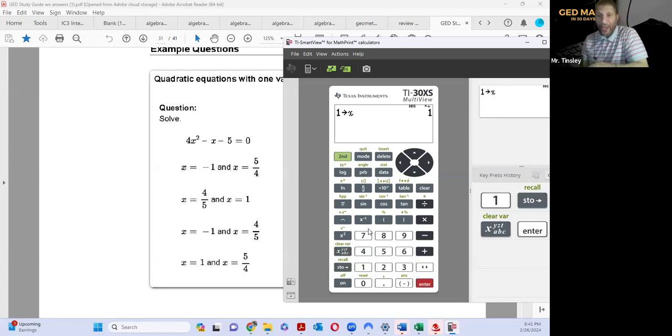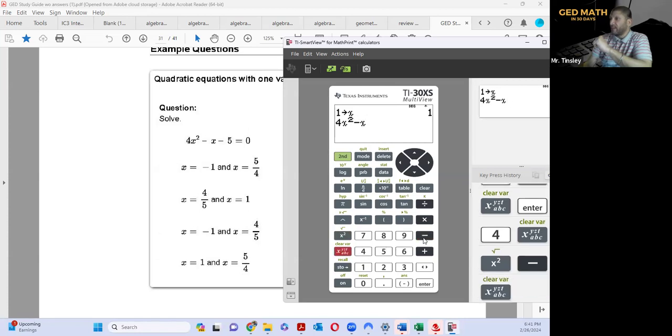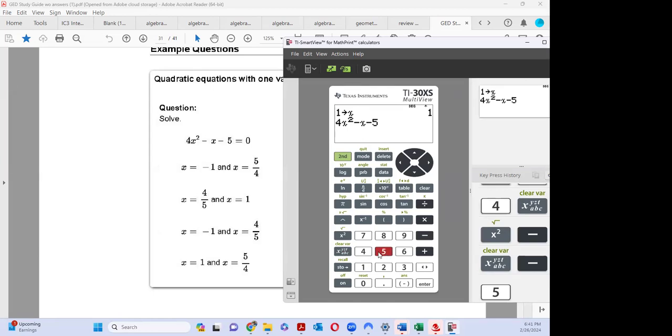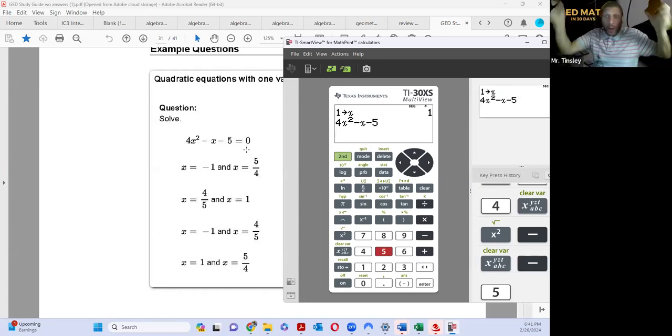I'm gonna store that value as 1, then plug this quadratic expression in: 4x squared minus X minus 5. If that is a solution to this quadratic equation, what should I get? You should get 0, because it says equals 0. That's what an equation means. Both sides come out to the same thing. So if it says equals 0, this expression on my calculator should come out to 0.